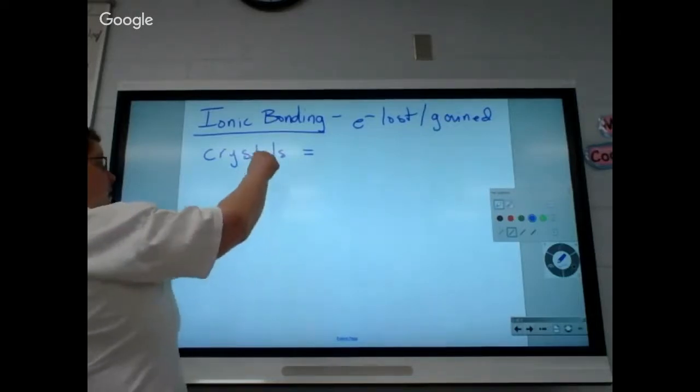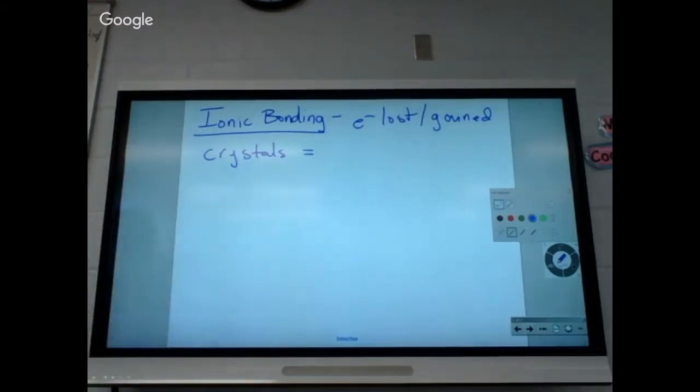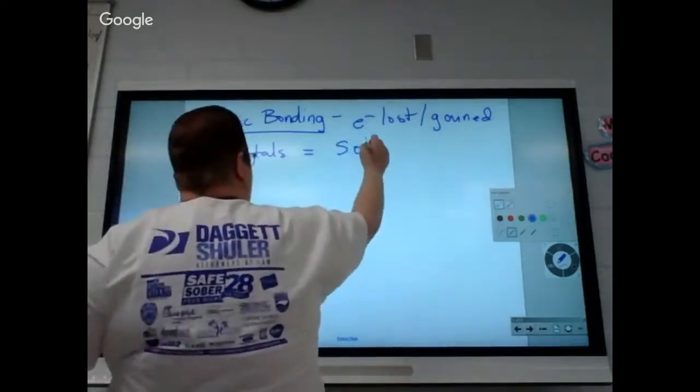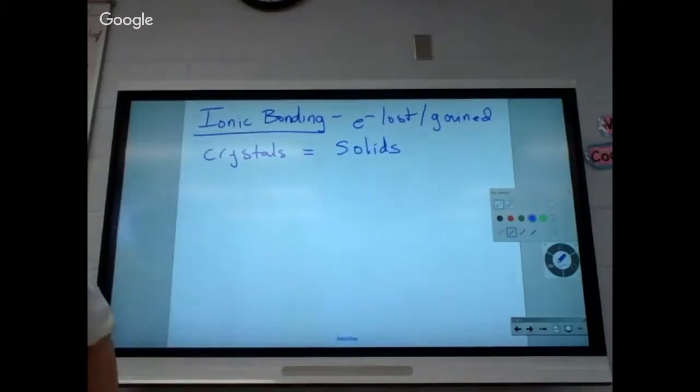But if ionic bonding is mostly crystals, what state are ionic compounds going to be in? They're going to be solids, okay? All right, ionic compounds are going to be solids. They're going to be crystals.